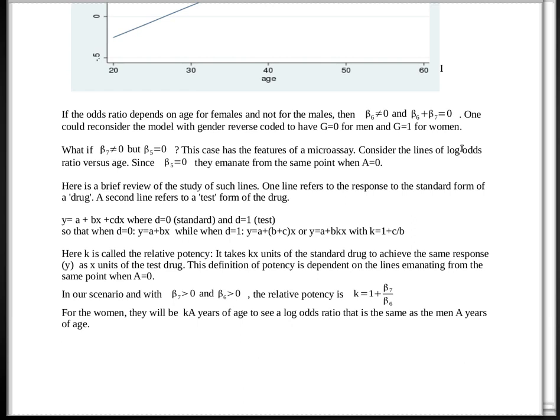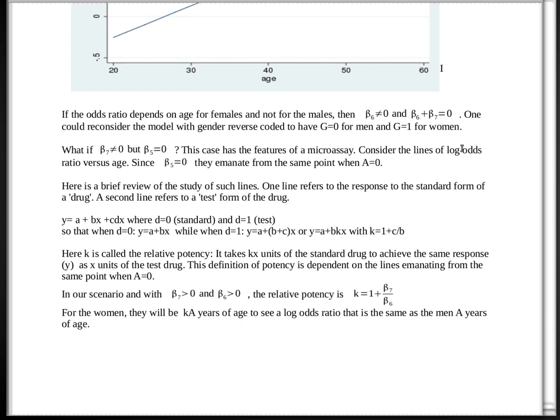It's most often seen in contexts that are often described as assays or microassays, in that with beta 5 being 0, we're going to get lines in the log odds ratio versus age that emanate from the same point when A is 0. Okay? And we'll see that in a visual in a minute. Now, if in fact we have two lines that emanate from the same point in a graph, that gives us the opportunity to study something called relative potency.